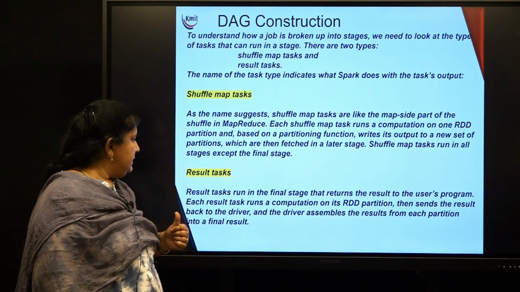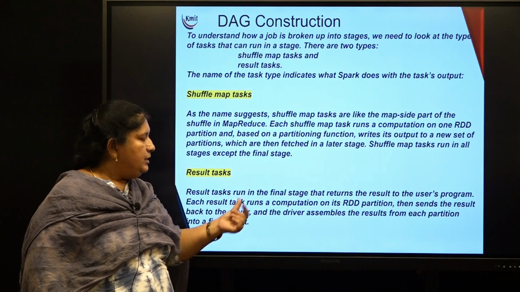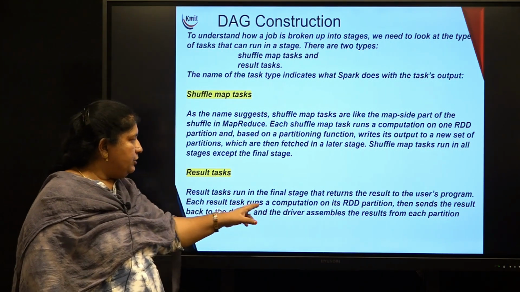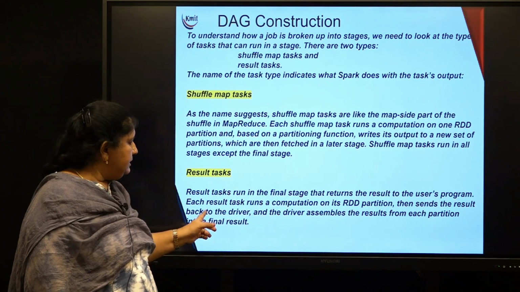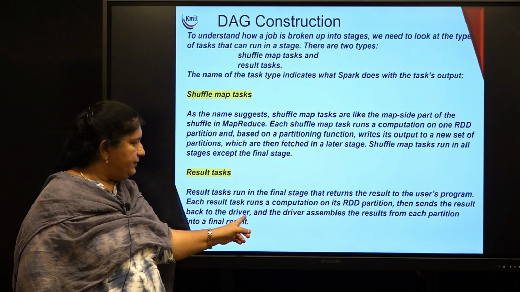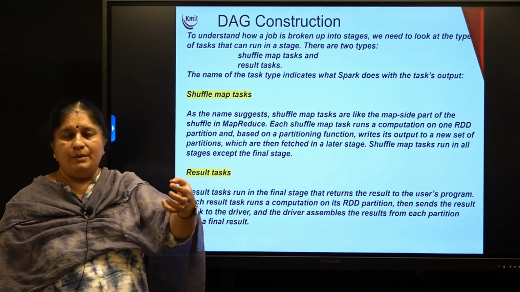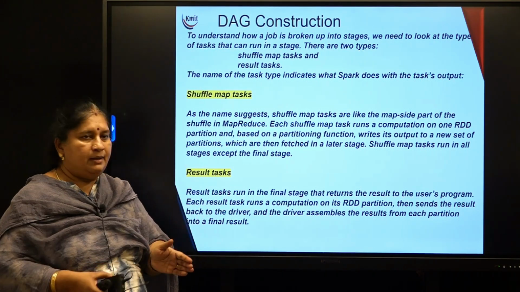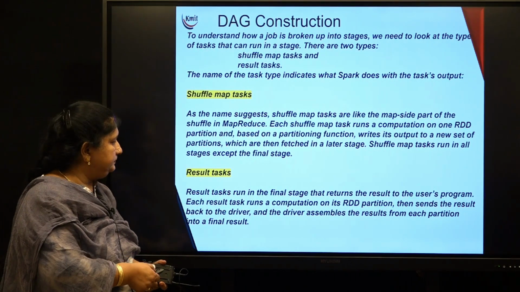Then coming to result tasks, the result tasks run the final stage which returns results to the user program. What it is trying to do, it is trying to run a computation on the RDD and sends the result back to the driver. What is the driver doing? Whatever results it is getting from individual RDD computations, it tries to accumulate them and tries to give the result for every partition.